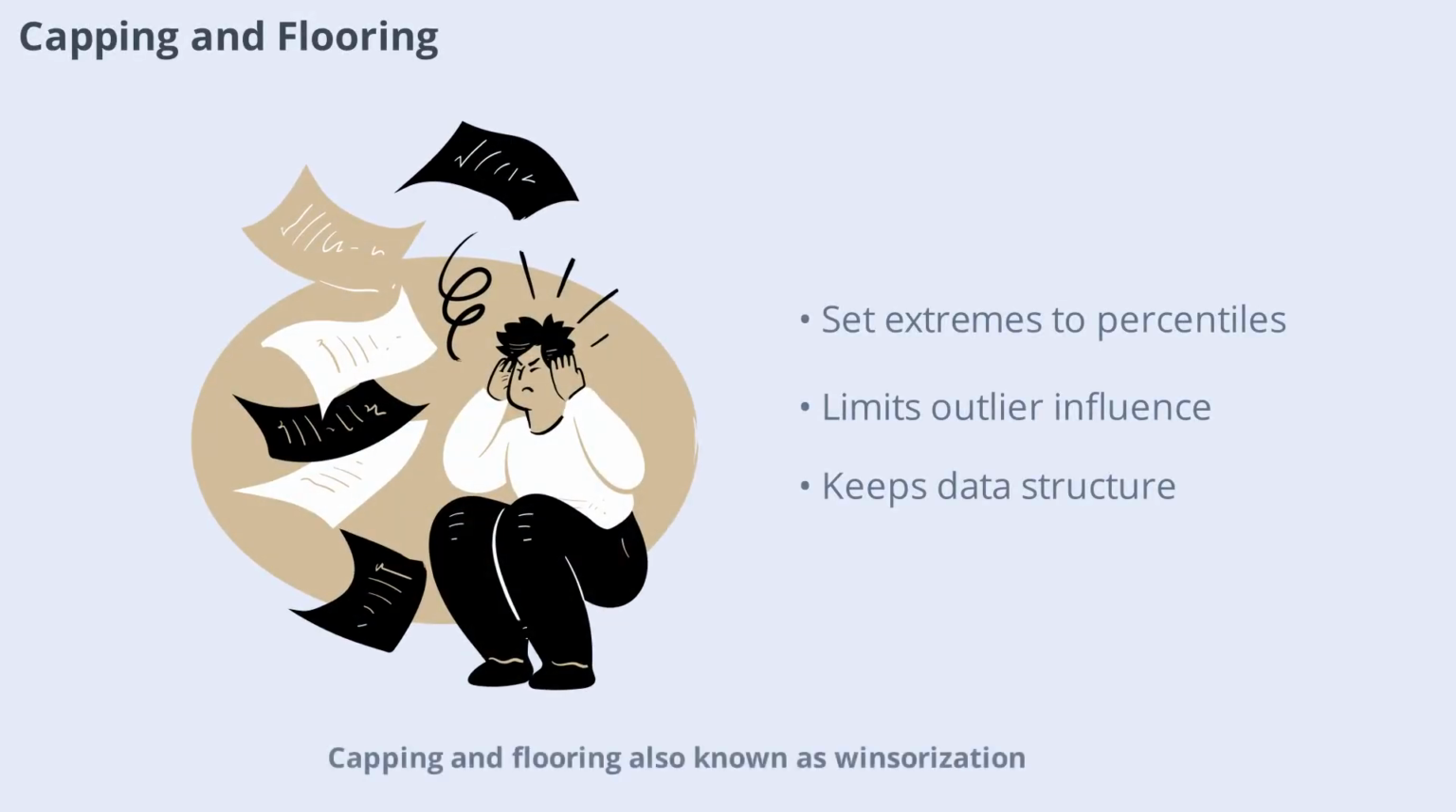Capping and flooring, also known as winsorization, involves setting extreme values to a specified percentile. For example, values above the 95th percentile are set to the 95th percentile value, and those below the 5th percentile are set to the 5th percentile value. This technique limits the influence of outliers without removing them entirely, maintaining the overall structure of the data.